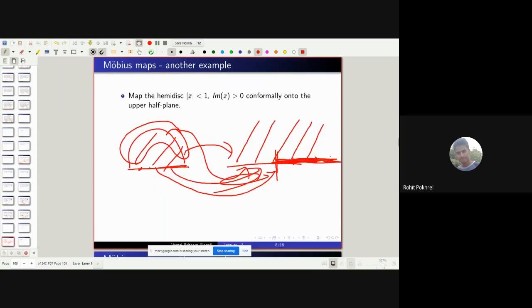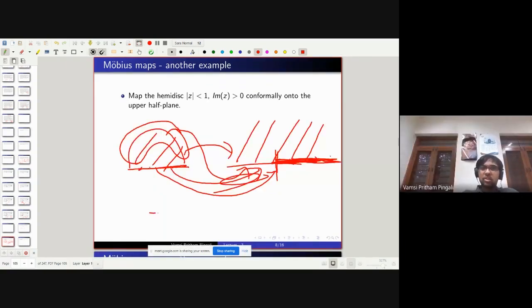Sir, can we take z square first? Well, z square, all it will do is this. It will take this to the focus, right? Doesn't help. But you're on the right track, but you should not be taking z square first.